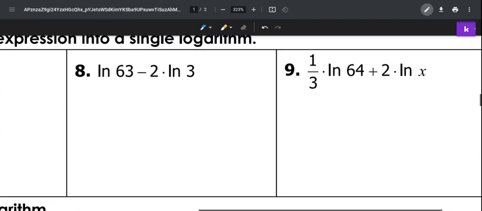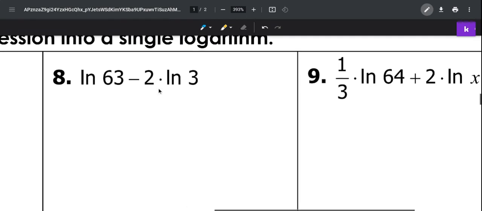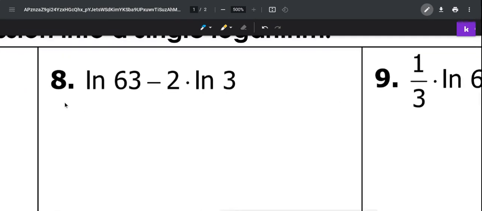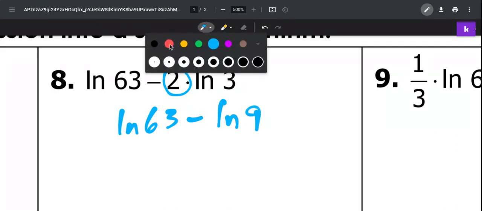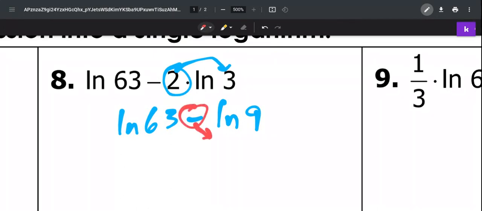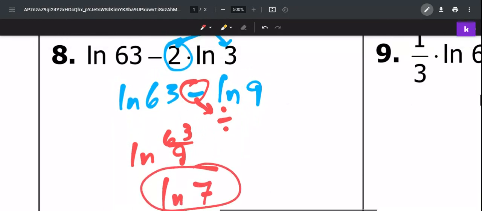All right. Now, for 8, we have to notice 2 things. We need to change this subtraction, and we need to change this multiplication. Always deal with the multiplication first, unless you have parentheses. So this 2 is going to pop over and become the exponent of 3. So this is ln of 63 minus ln of 3 squared, which is just 9. All right, now, once again, what does subtraction mean? For condensing, you should be saying division. So we're going to say ln of 63 over 9, which 63 divided by 9 would be 7. So ln of 7.